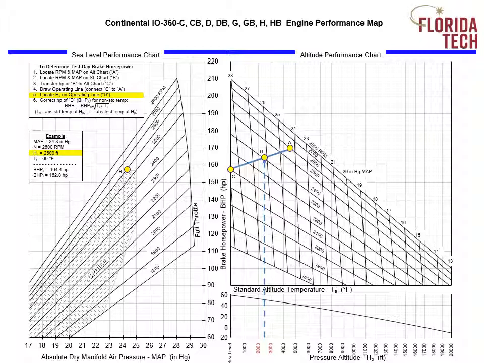Step 5 is now to locate our pressure altitude, which is 2,500 feet, on the operating line and then label that D. So we go to the very bottom of the right-hand chart where we see pressure altitude as the x-axis, and we find where 2,500 feet would be, and then we extend that up vertically to where it intersects the line we just drew from C to A. And where that intersection occurs, we put another point and label that point D.